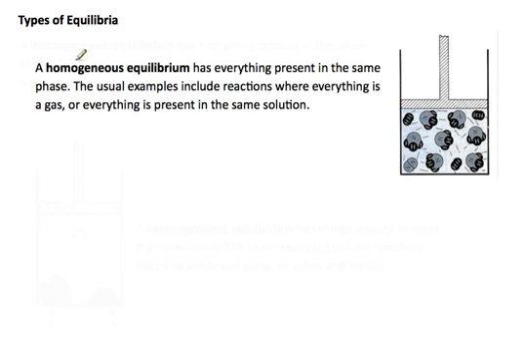A homogeneous equilibrium, as it says homogeneous, it's all the same, and so what we're looking at is everything present is in the same phase. So all reactants, all products are in the same phase. The example I'm showing here is where all the constituents of the equilibrium are in the gas phase. And so that's pretty common. You have reacting gases in the same reaction chamber and they reach an equilibrium, but they all remain as gases.